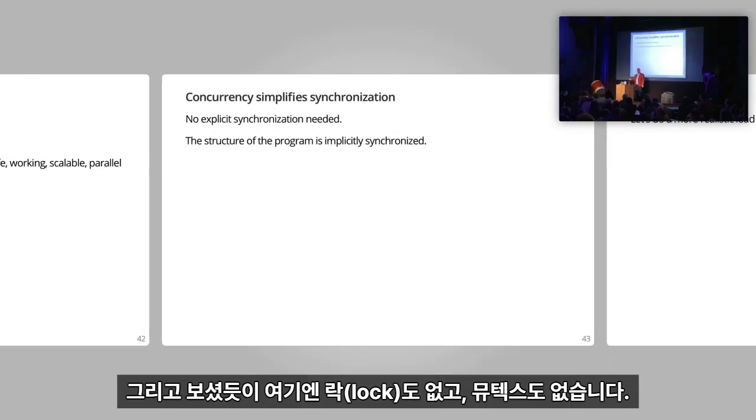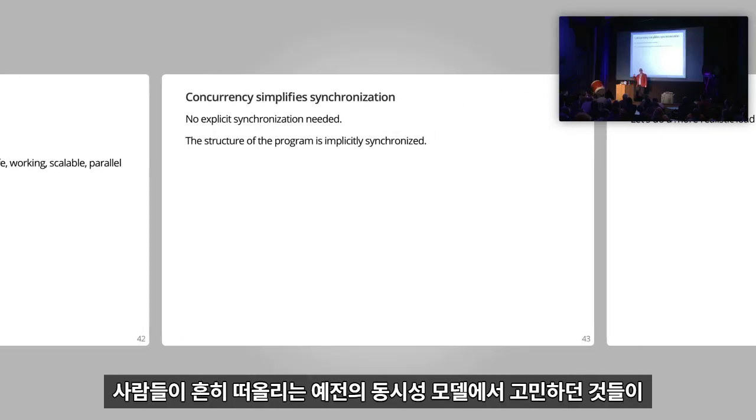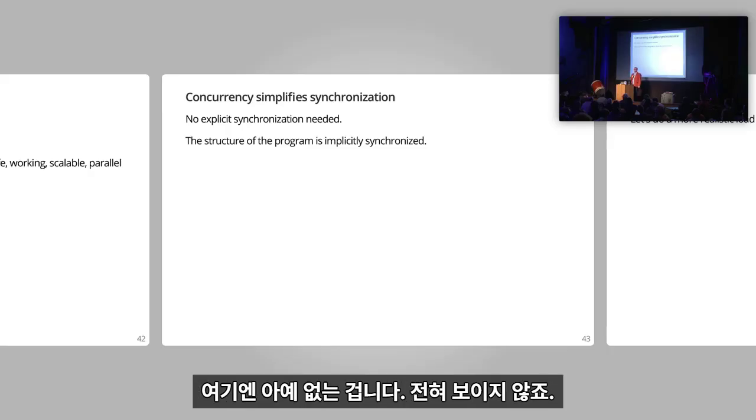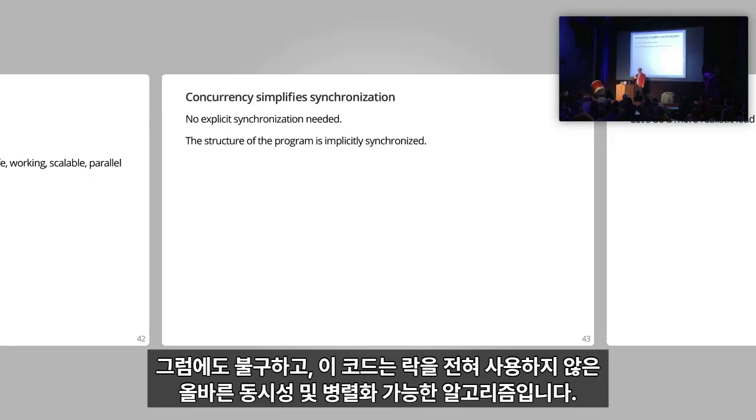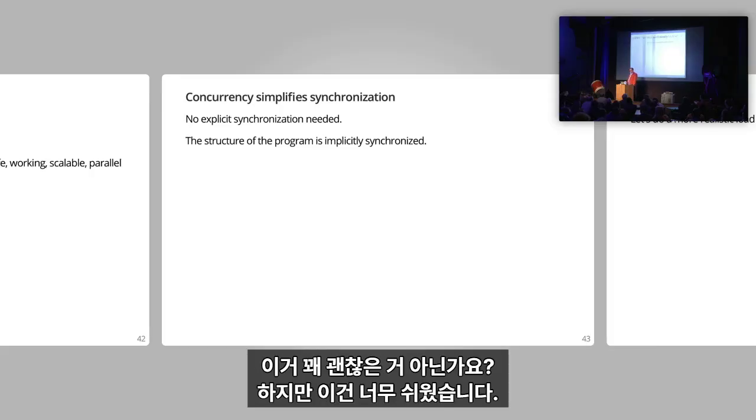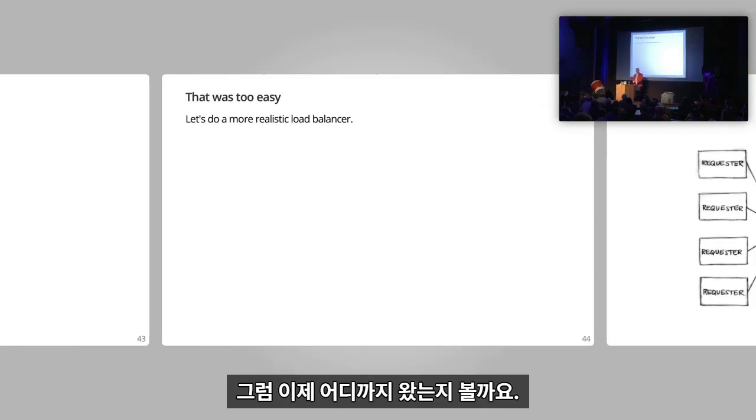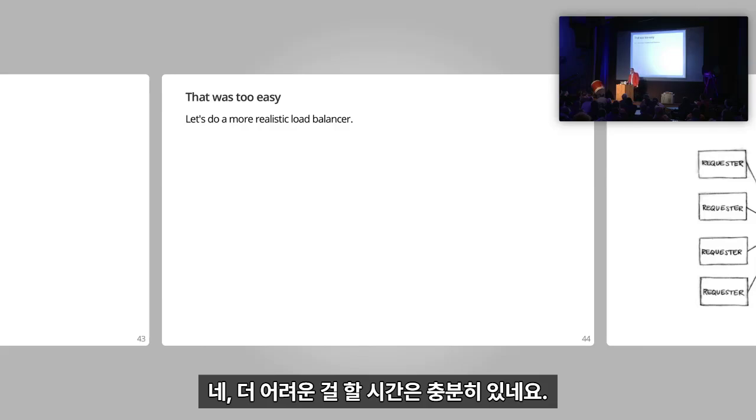Also notice there was no locking, no mutexes. All these things that people think about when they think about the old concurrency models, they're just not there. You don't see them. And yet, this is a correct, concurrent, and parallelizable algorithm with no locking in it. That's got to be good, right? But that was too easy. So let's see how we're doing. Yeah, I got time to do the harder one.